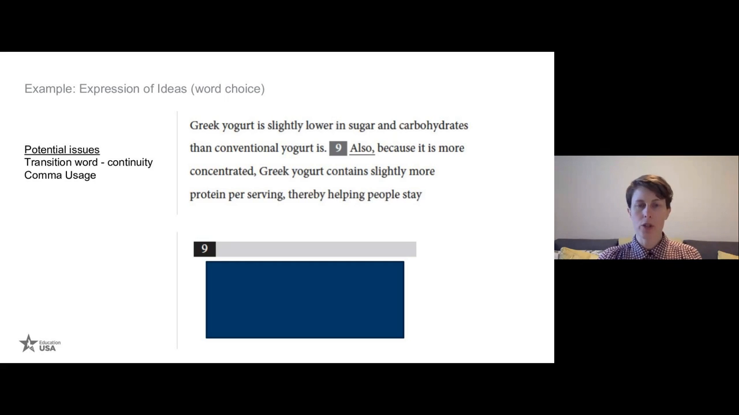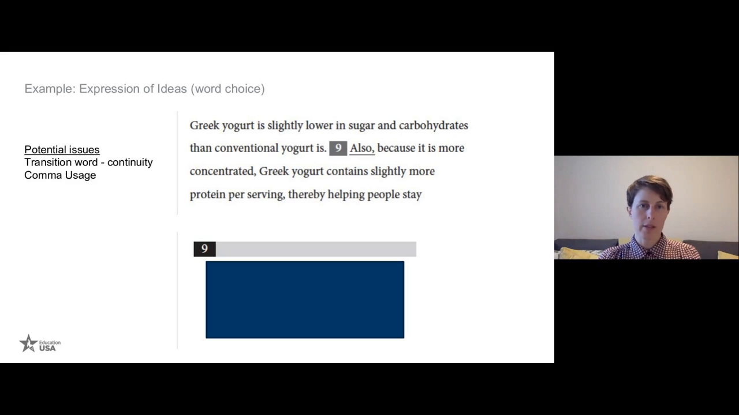Whenever you see a transition word, you should identify what kind of transition word it is. Is it a contrast? Is it a continuation? Is it a cause and effect, right? And you need to read the sentences around it and say, how are the sentences related to each other? Is this the proper connection between them?